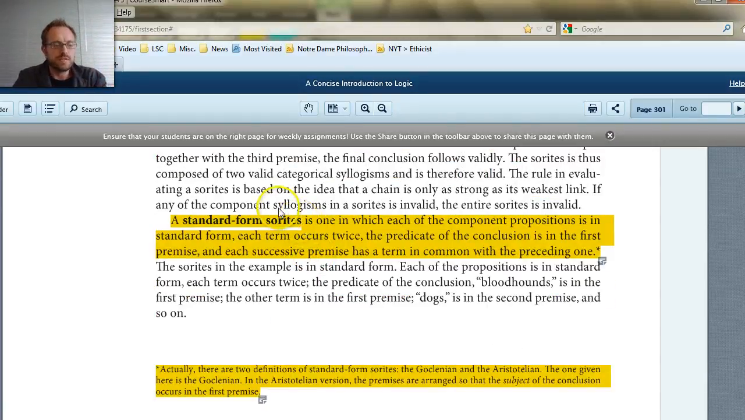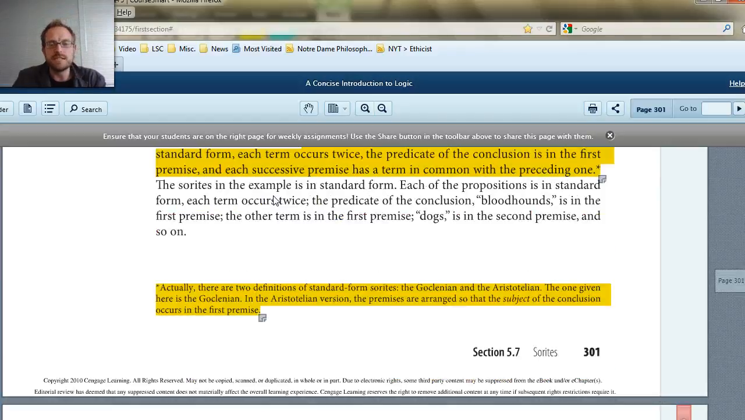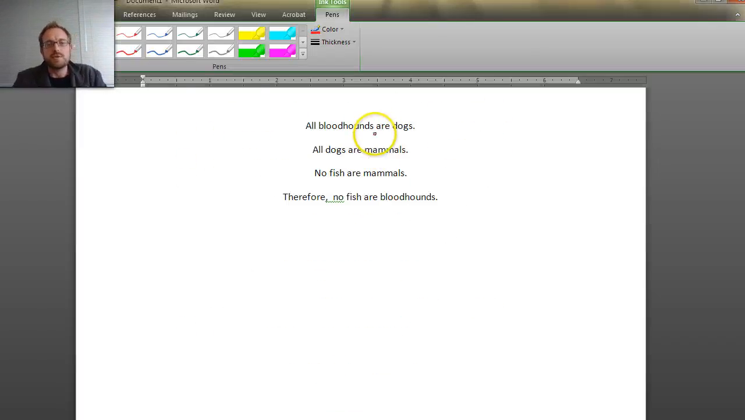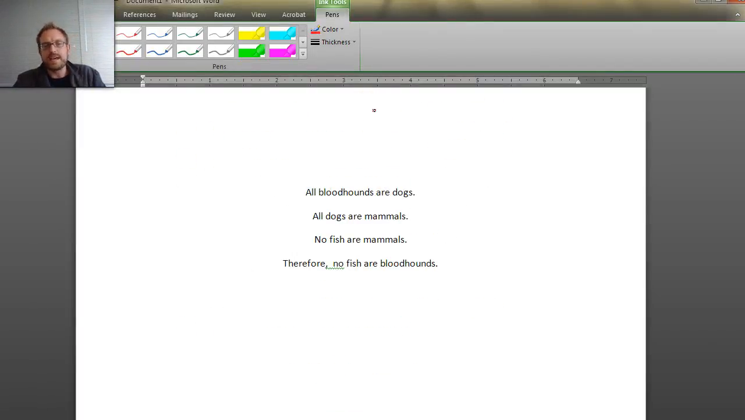Now, let me give you an example of what one of these Sorites might look like. Imagine, for instance, that someone gives you this argument. All bloodhounds are dogs. All dogs are mammals. No fish are mammals. Therefore, no fish are bloodhounds, right? Okay, so how are we supposed to put this into standard form? Let me give you the steps. The first thing to do, in this case it's given to us, is to identify the conclusion.